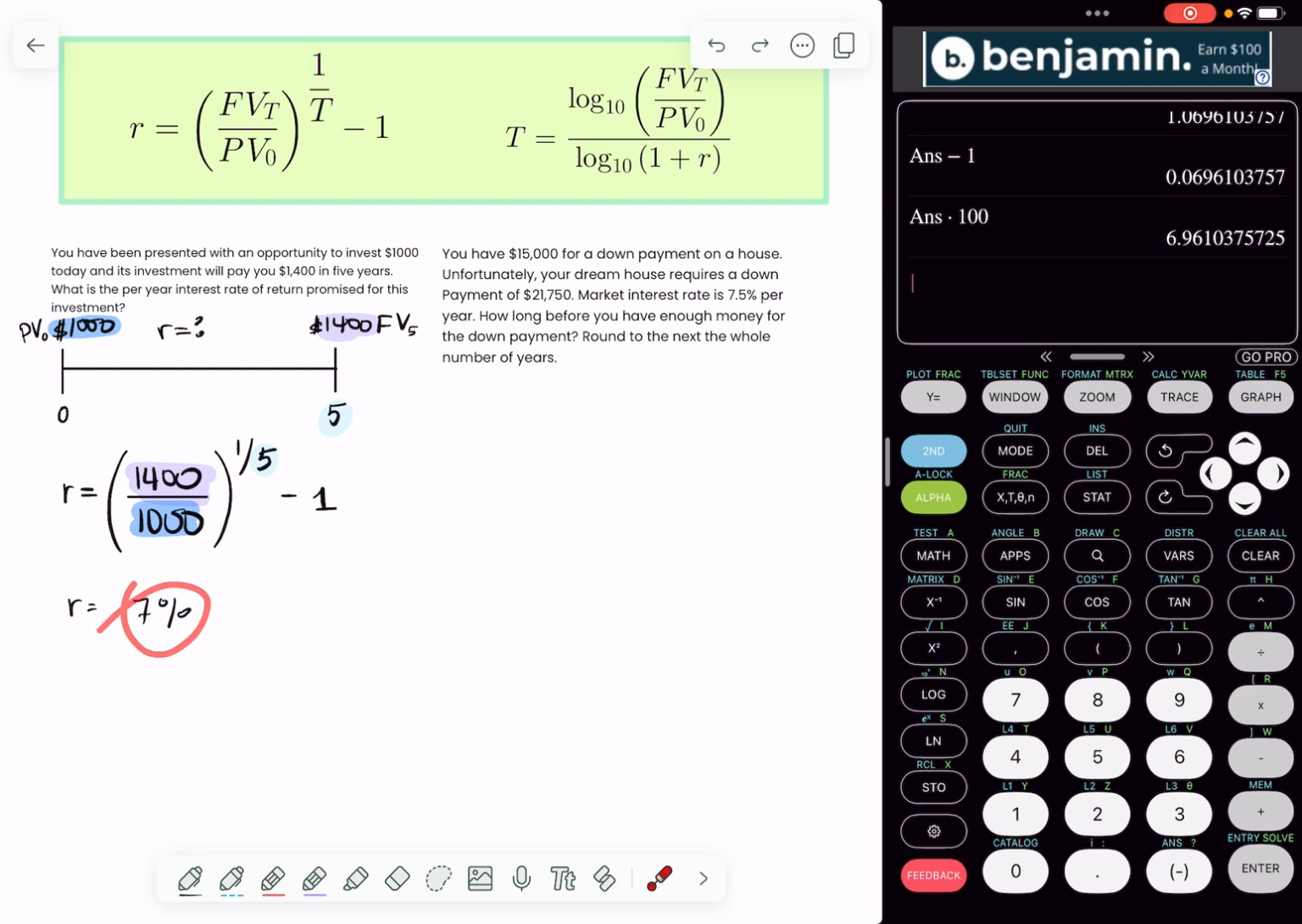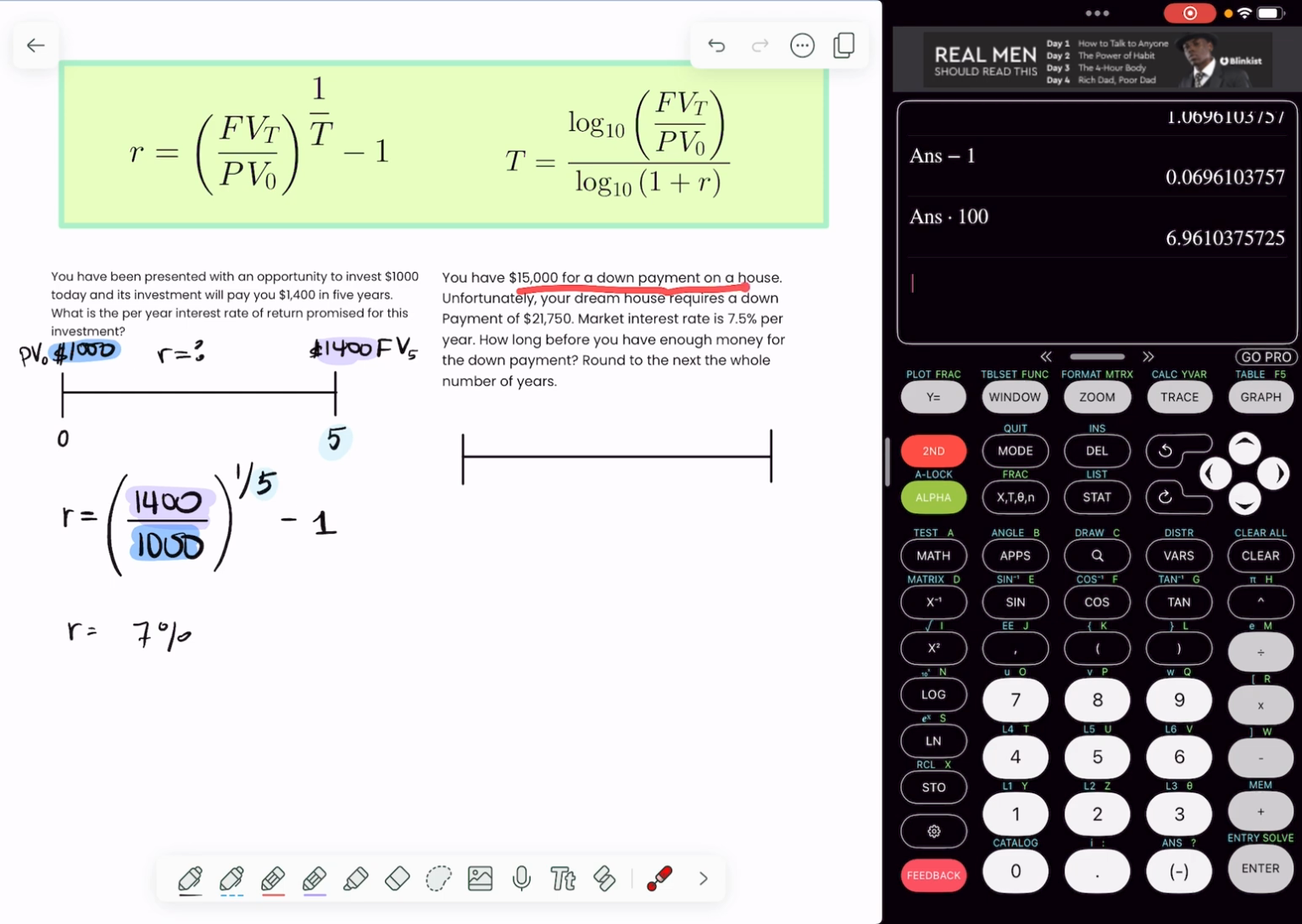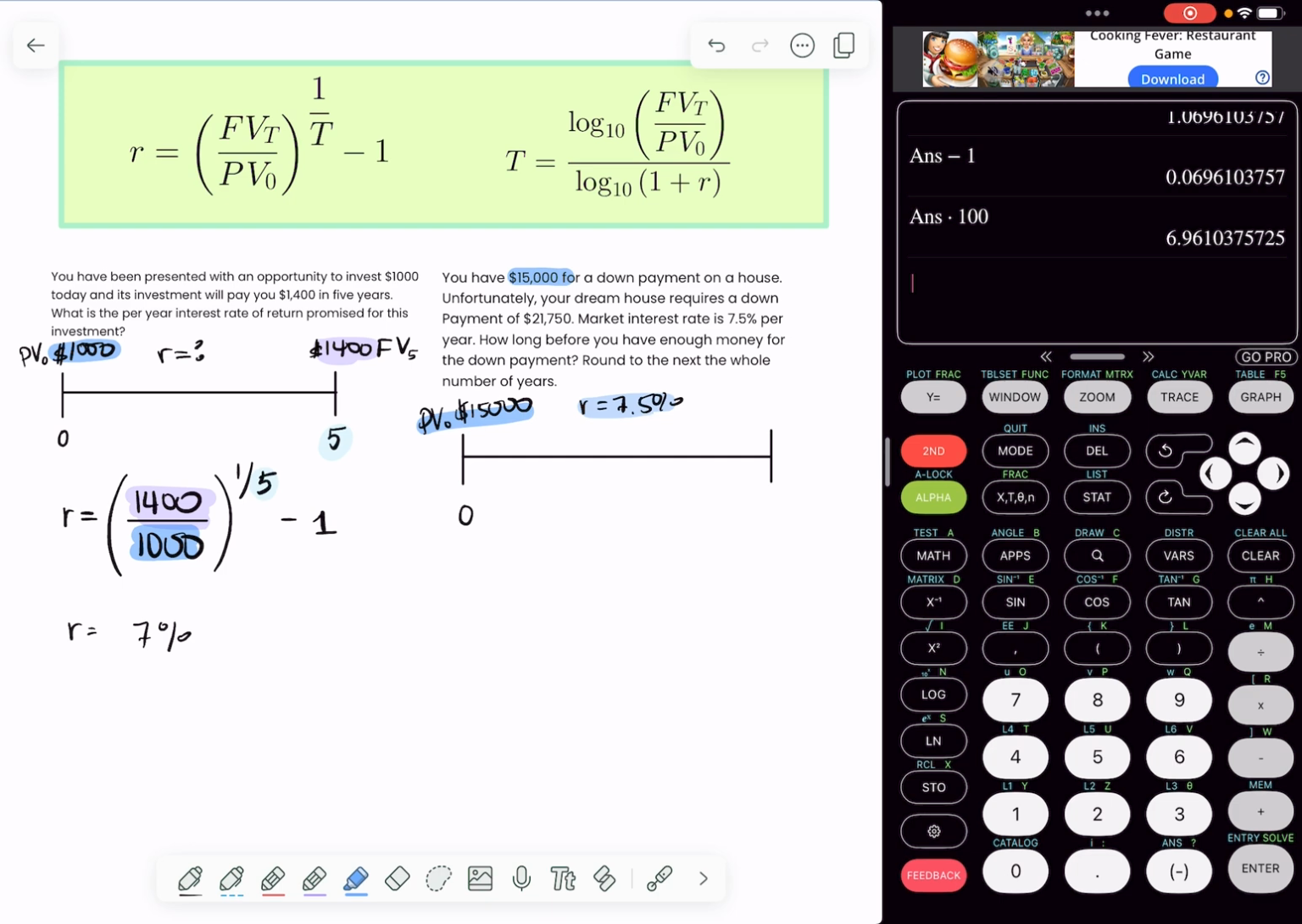You have $15,000 for a down payment on a house, so you have that now. So present value at time 0 is $15,000. Unfortunately, your dream house requires a down payment of $21,750. Market interest rate is 7.5% per year. How long before you have enough money for the down payment? So you have to pay this amount in the future. So that is your future value of money at time t, and that's what we're trying to find. We're trying to solve for t.